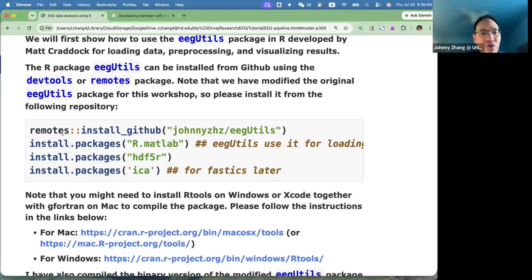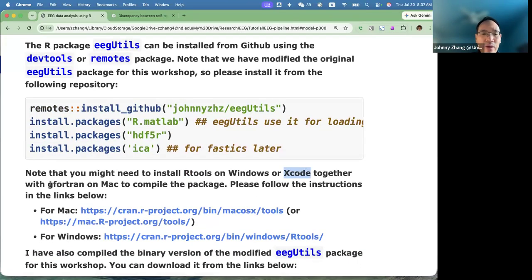And if you use remote install from GitHub, you need to compile the package yourself on your computer, which means you need to have the programming environment to do it. On Windows, basically, you can install the Rtools software, and on Mac, you need to install Xcode. In addition to Xcode, you also need to install gfortran to compile the package.